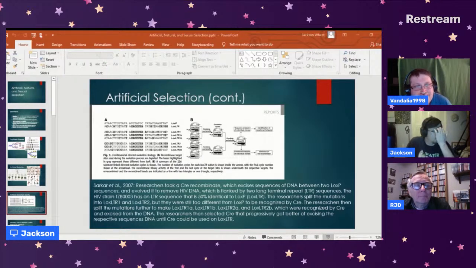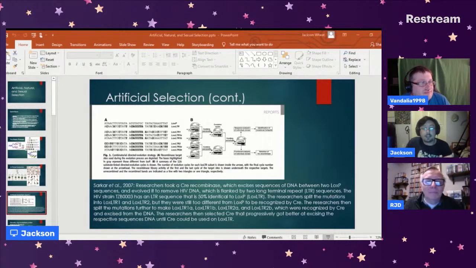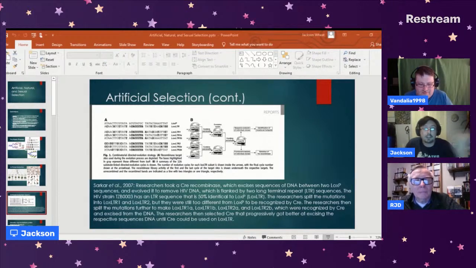There's a type of enzyme called CRE recombinase. And what CRE recombinase does is it splices out a sequence of DNA between two segments. And these are identical segments. CRE recombinase cuts out DNA between the segments called LOXP. So if you look at the top left, LOXP are the identical segments.